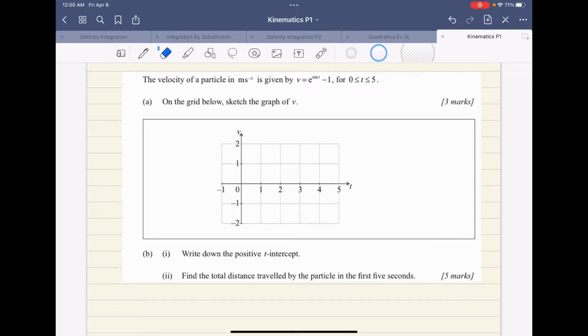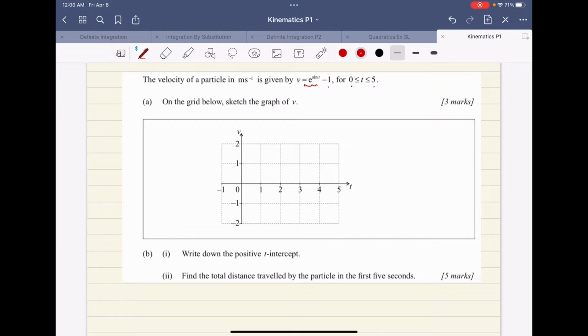As you can see, it's a 3-mark question. You cannot just sketch the graph. You have to show some important points. So first thing, we will type this equation e raised to sine t minus 1. This minus 1 is for e raised to sine t. So first we will type e raised to sine t and then subtract 1 for 0 to 5.